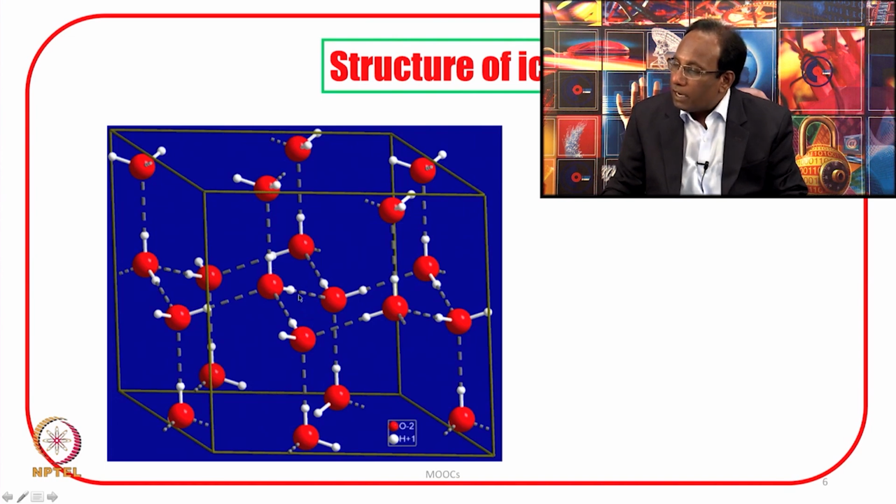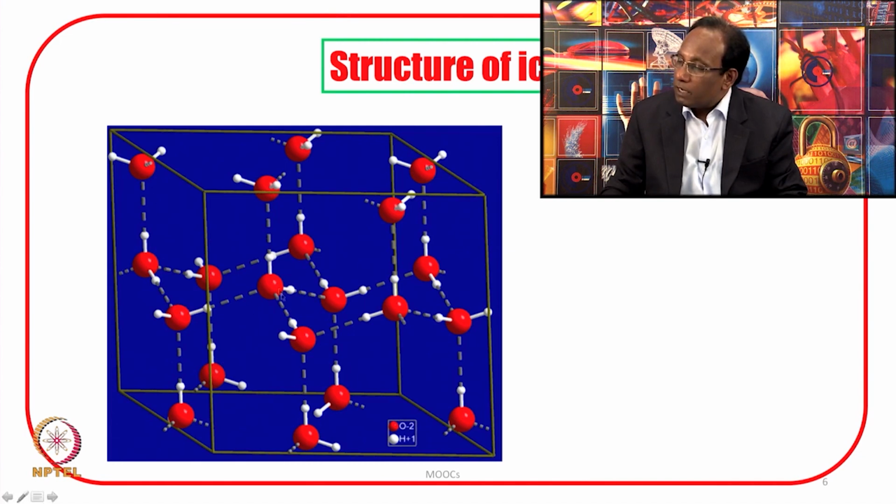And at the same time, that hydrogen is also bonding with an oxygen through a hydrogen bond. Here each red sphere, which is oxygen, is connected to 2 hydrogens by covalent bonds, and at the same time this hydrogen which is connected to this oxygen through covalent bond is also bonded to another oxygen through hydrogen bond. So, you see each oxygen thus is connected to 4 other oxygens.